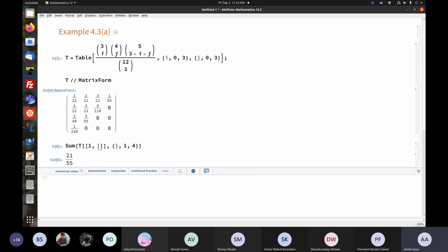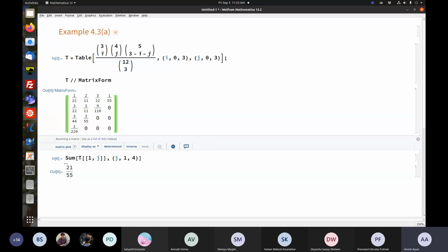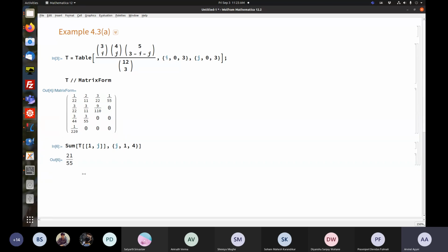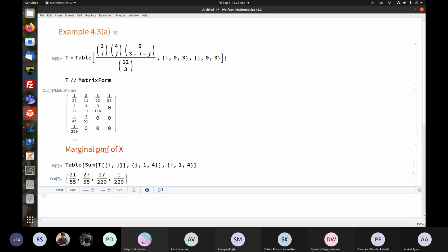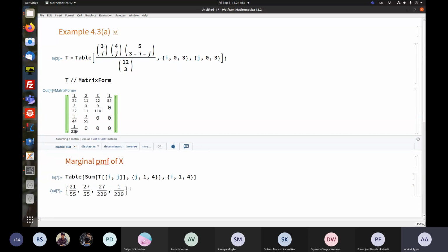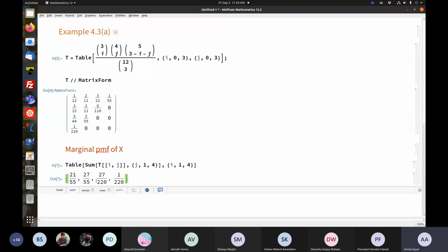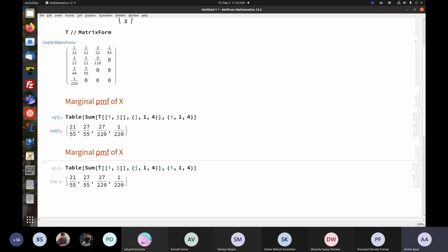Okay, so for the first row, if you sum these things, I claim you'll get 21 by 55, and now I get all the marginal PMF. I get the marginal PMF of the first variable by summing over the j. So when x equals 3, there's only one thing to sum, and that is here. And if you sum these two, you get 27 by 220. And if you sum these three, you can check in a second that this sums to 1.